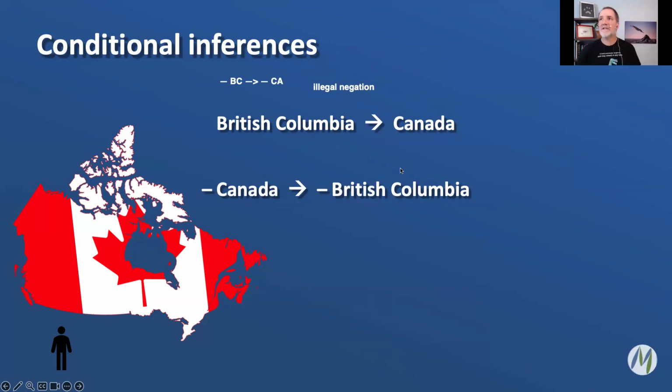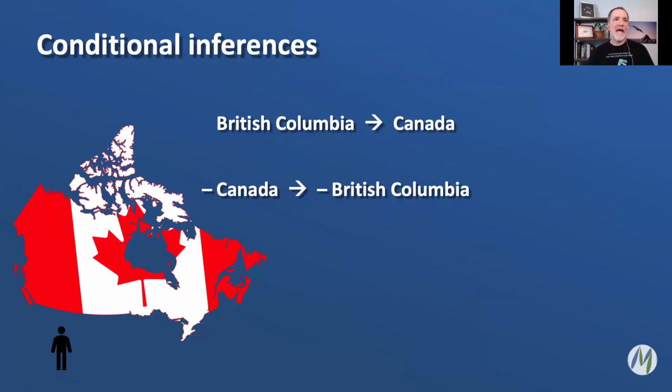And anybody who's watching this in Quebec right now is shaking their fist at me, right? Like, this isn't true. If you're not in British Columbia, then you're not in Canada. You could be in Toronto or Montreal or a lot of other places that are not British Columbia, and you could still be in Canada. That's the illegal negation. What we had on the screen is called the contrapositive.